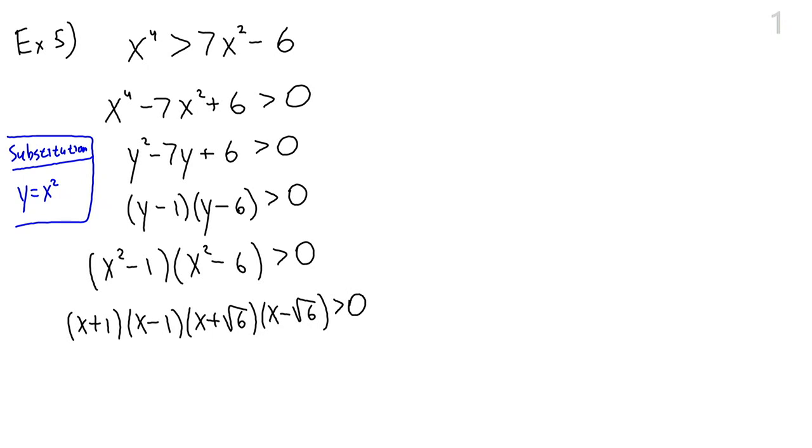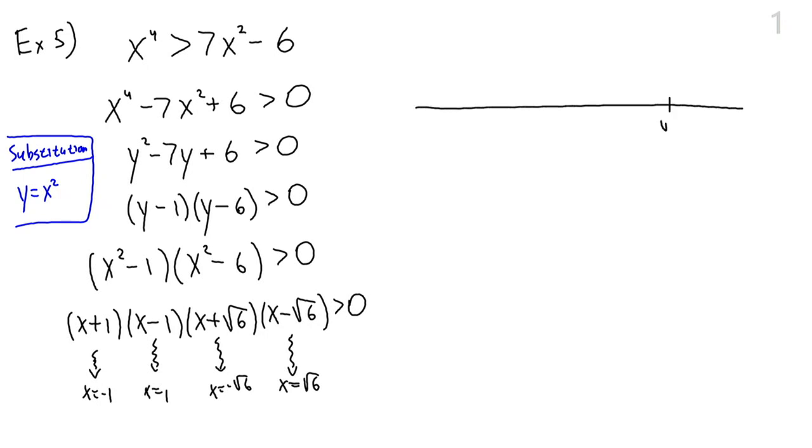We have 4 possible points where this inequality can change sign. The first one is at x equals negative 1. The second one is at x equals 1. The third one is at x equals negative radical 6. And the fourth one is when x equals radical 6. Radical 6 is somewhere between 2 and 3. So we can plot that on a real line.